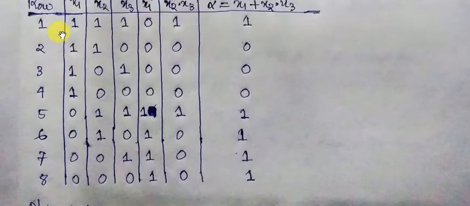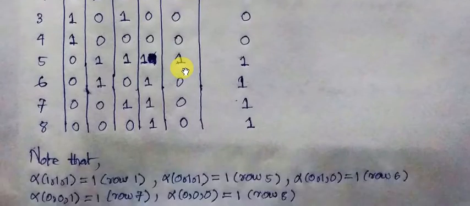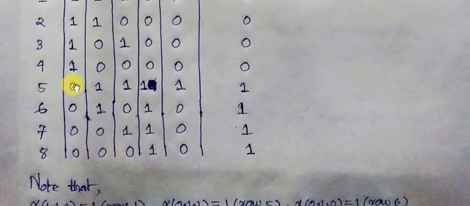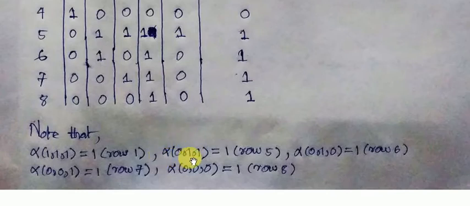From this first row I have written alpha of 1, 1, 1 is equal to 1, with 1, 1 and 1 being the assignment for x1, x2 and x3 respectively. And from this fifth row, alpha of 0, 1, 1 is equal to 1. From this sixth row, alpha of 0, 1, 0 is equal to 1.